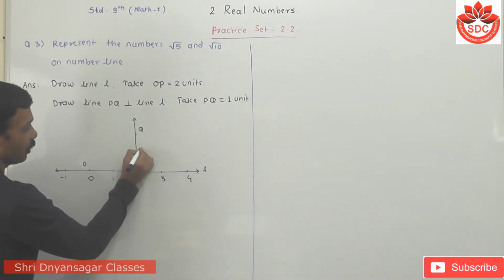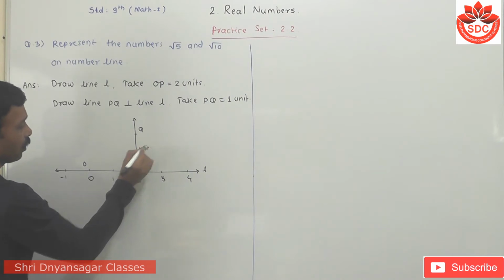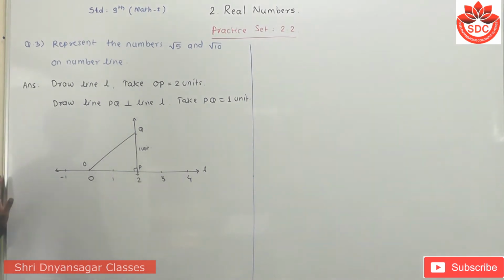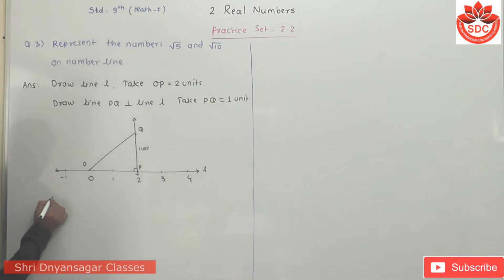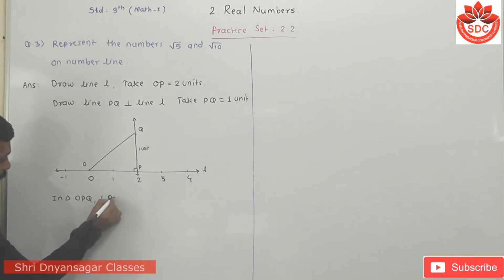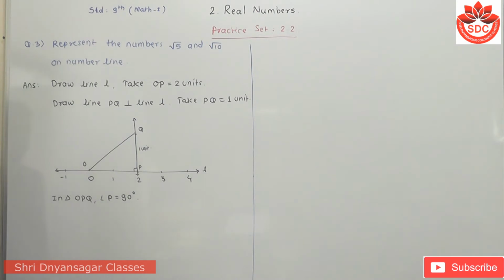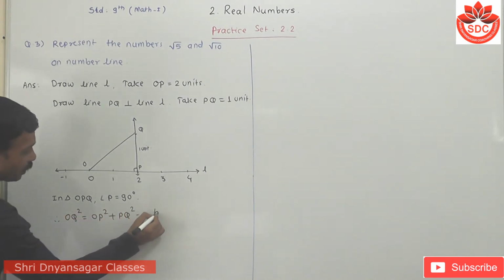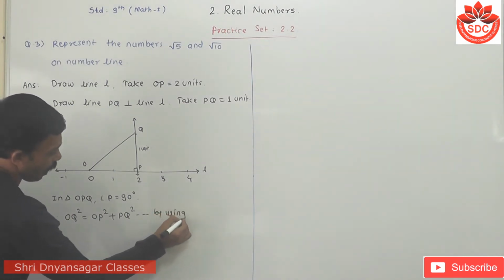1 unit. Then join this segment OQ. Student, when we join this segment OQ, then a right angle triangle is formed. So in triangle OPQ, angle P is equal to 90 degrees. Therefore, by using Pythagoras theorem, we write OQ square is equal to OP square plus PQ square.